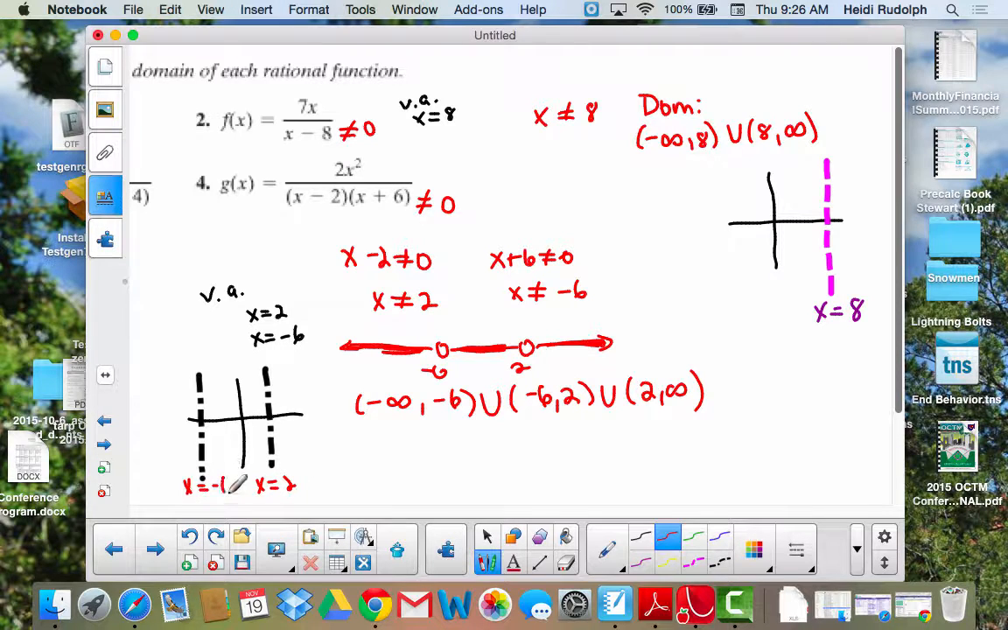We leave it out of the domain by setting it not equal, but we can write the equation of that line by saying x equals.